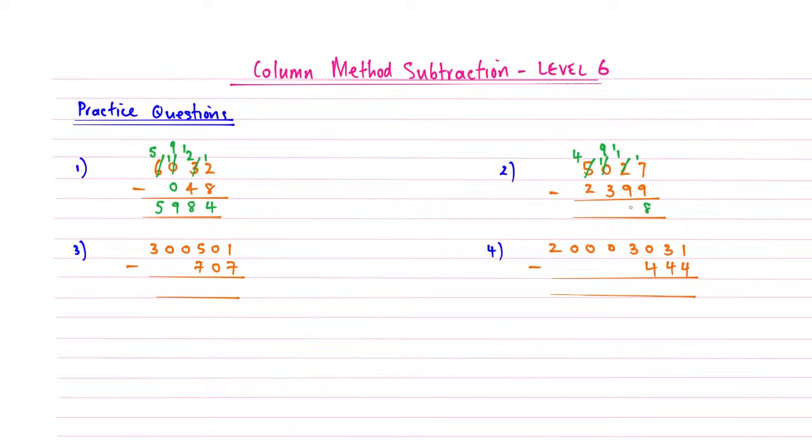11 subtract 9 gives me an answer of 2. 9 subtract 3 gives me an answer of 6. Then 4 subtract 2, that gives me an answer of 2. So then the answer to question 2 is 2,628. Question number 3 then. Units.